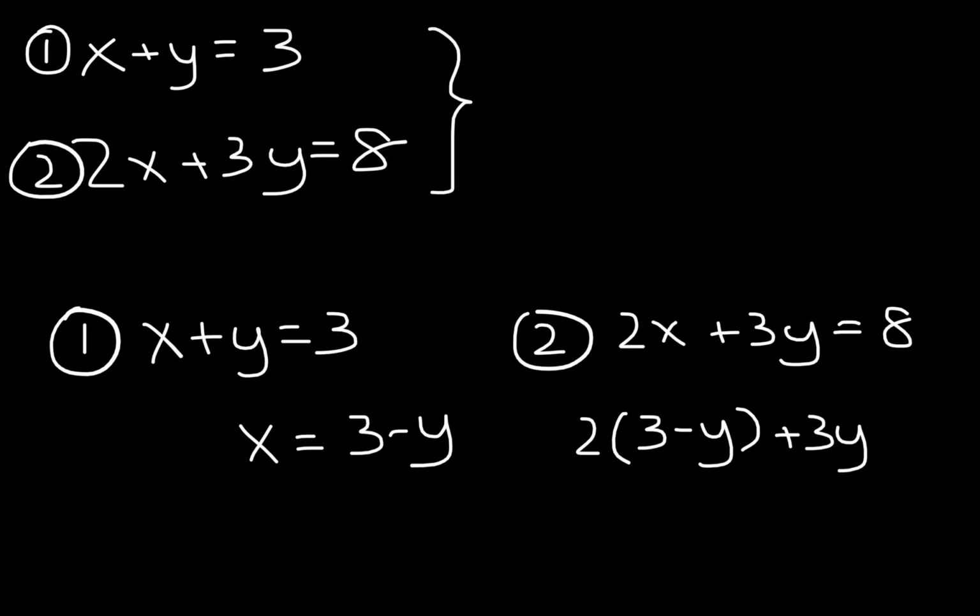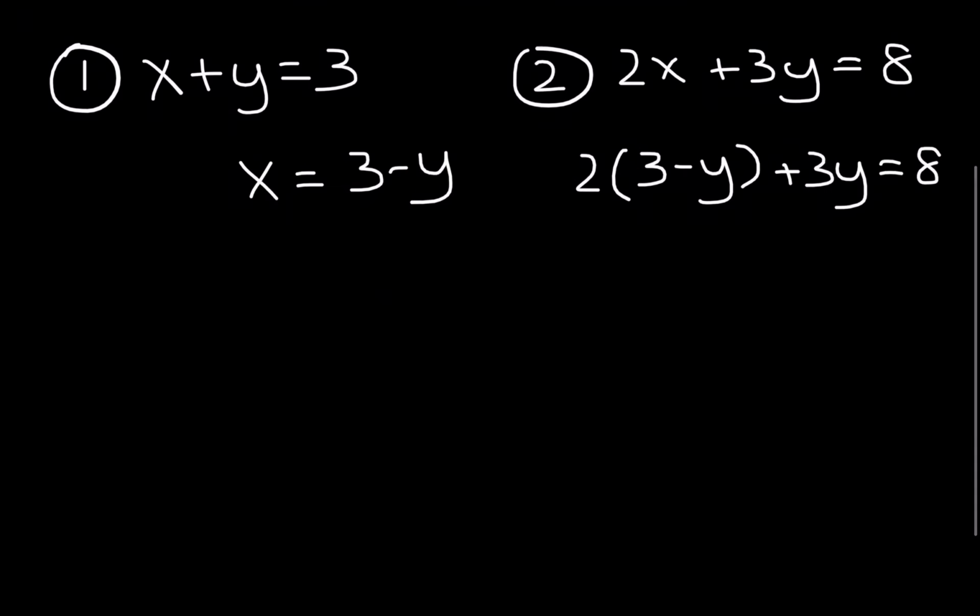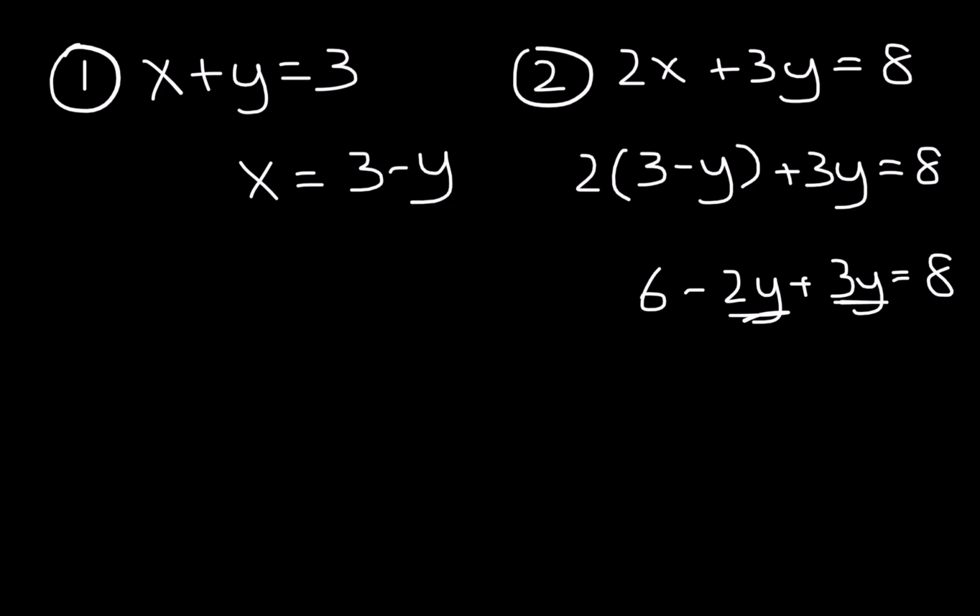After that, the rest of this is the same. And you can see why this is helpful already. Let's expand this bracket to start with. So we have 6 minus 2y plus 3y is equal to 8. And this is good now because we only have one variable here to solve, that's y. We have a negative 2y and a 3y, so negative 2y plus 3y is simply equal to y. And you can subtract 6 from both sides as well, so you get 2.